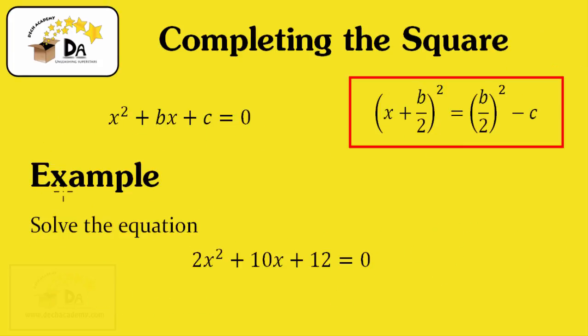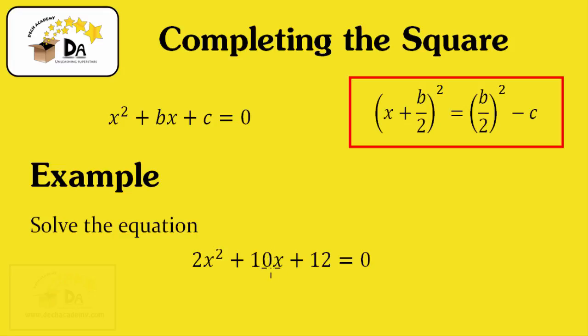So let's consider an example question. This question says, solve the equation 2x squared plus 10x plus 12 equals 0. Now, this equation can be solved using the quadratic formula, but we're concerned with using the method of completing the square, which in fact is an easier method.